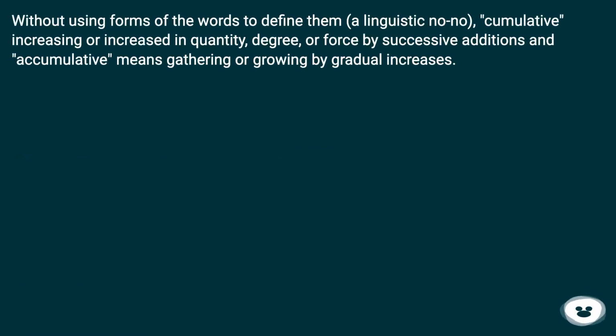Without using forms of the words to define them, a linguistic no-no: cumulative means increasing or increased in quantity, degree, or force by successive additions, and accumulative means gathering or growing by gradual increases.